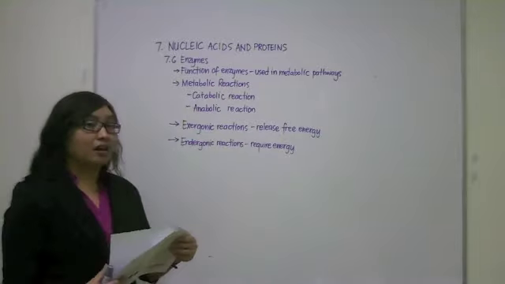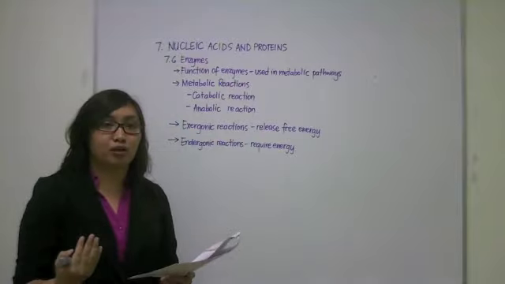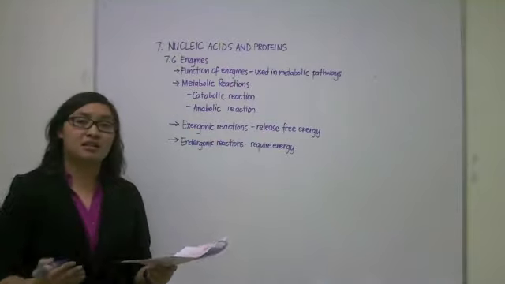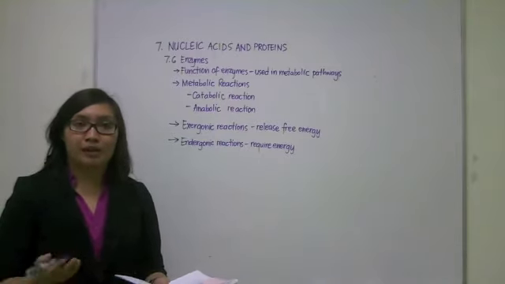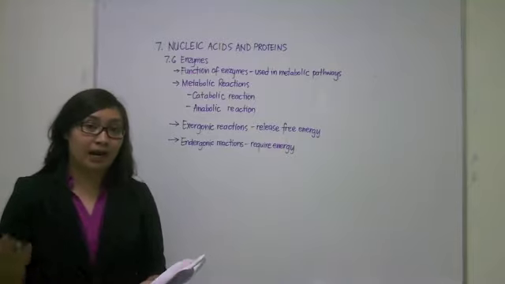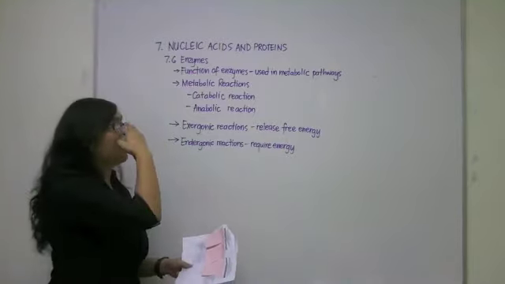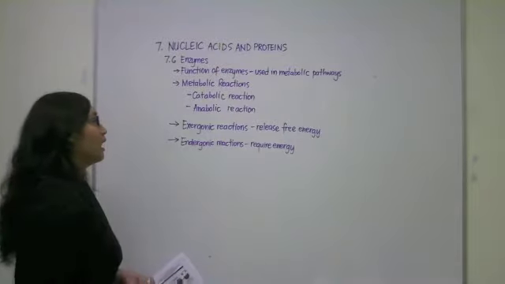Anabolic reaction, on the other hand, is when we are trying to build small molecules into complex ones. An example of this is the synthesis of molecules. For example, we build amino acids into polypeptides and later on into proteins. So both reactions involve the use of enzymes as well.